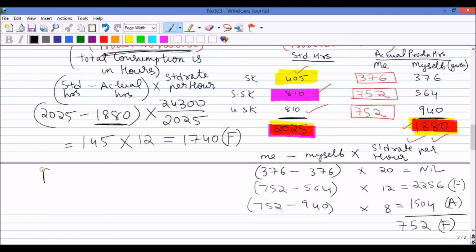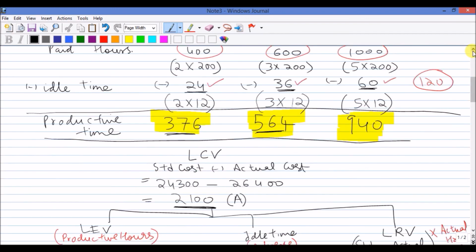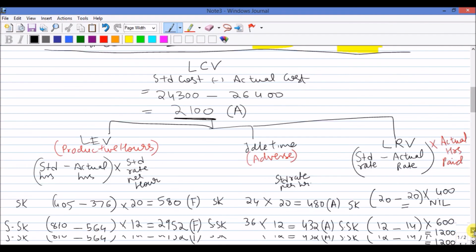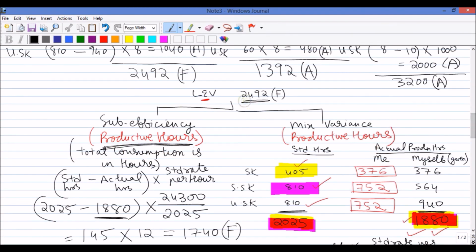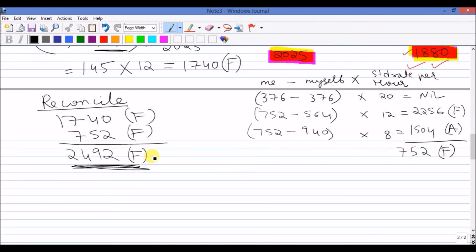Now let's reconcile it. I hope I am right. 1740 favorable and 752 also favorable. So 1740 plus 752, I get 2492 favorable. Is it telling the efficiency variance? Yes, 2492 favorable, and this is 2492 favorable. Yes, we have done with the sum. Thank you everyone.